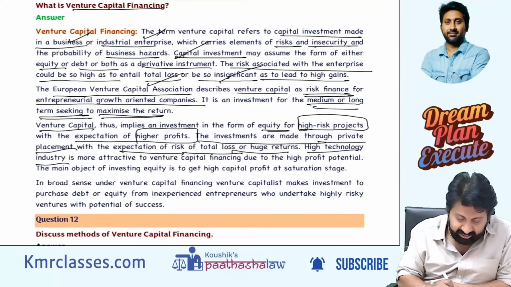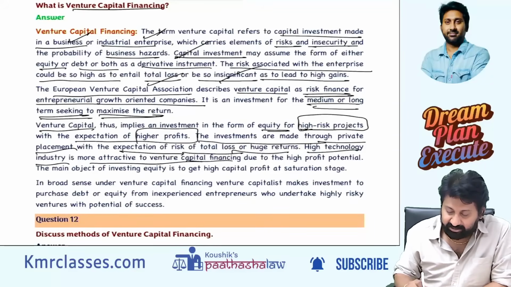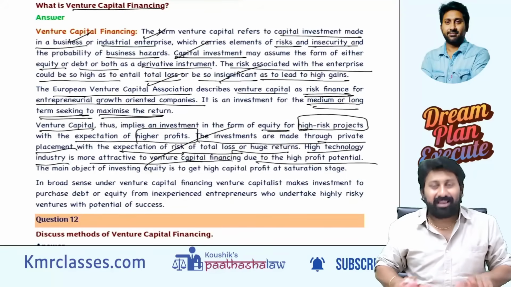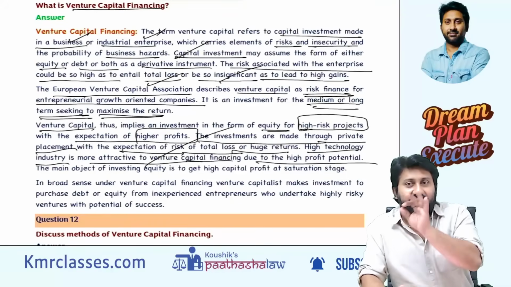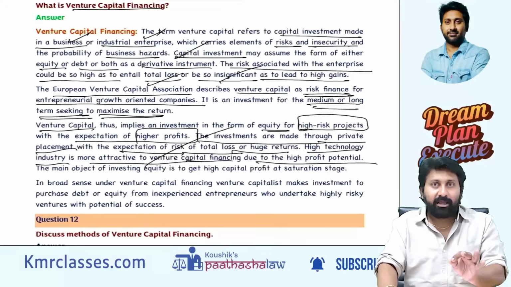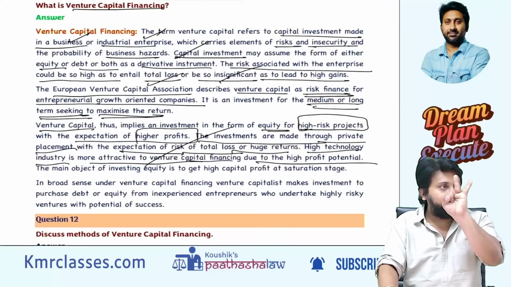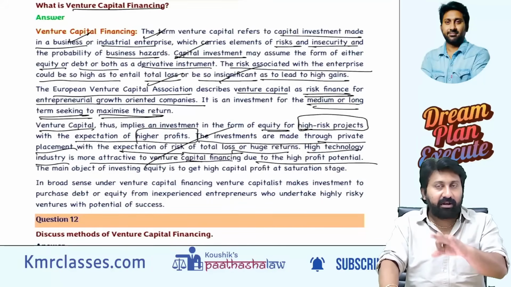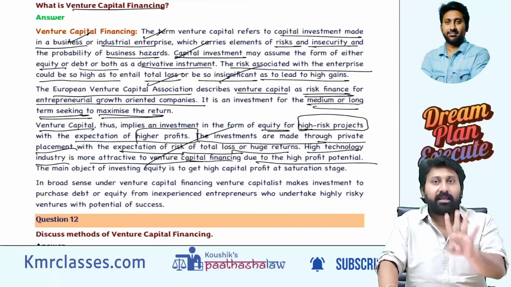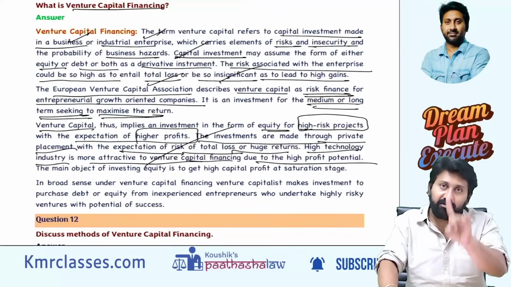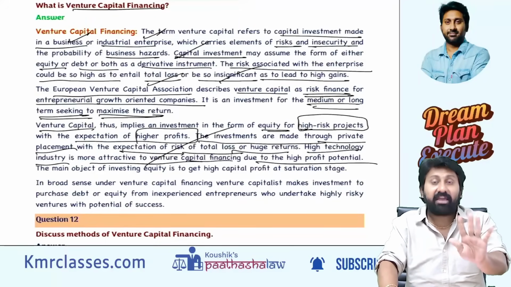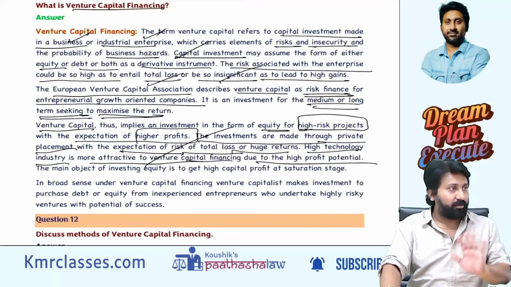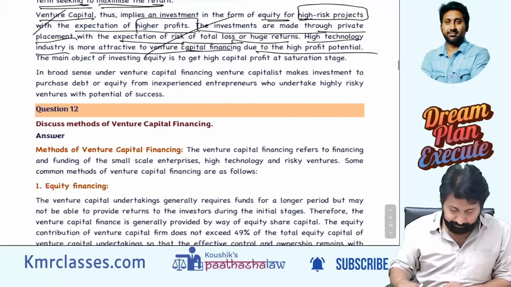High technology industry is more attractive to venture capital financing due to high profit potential. Those are the points you need to write. Everywhere same concept. Yeah, high risk projects will go for venture capital. It can be both equity, debt, or even combination of both. High risk associated enterprises will always be having venture capital. They may either give a loss or they will give insignificant gains. Where there is a high risk, there will be a high return. So these are all some points you need to quote.